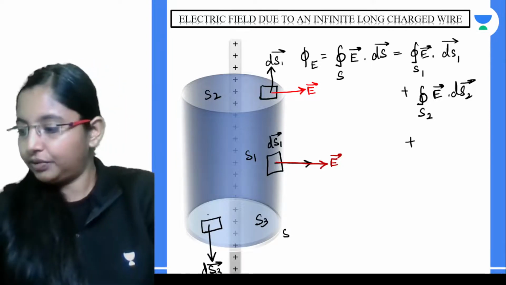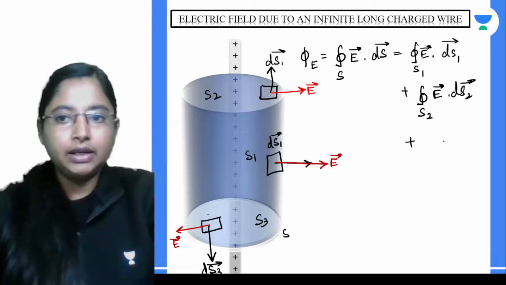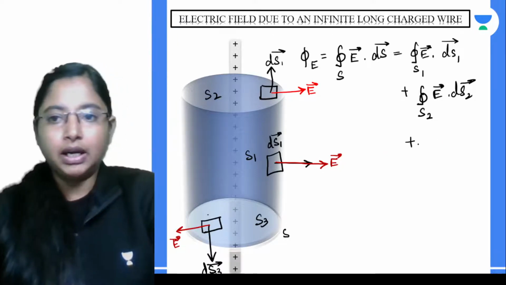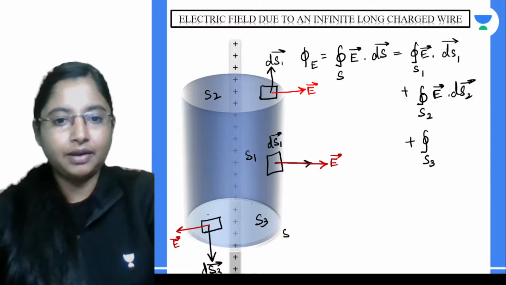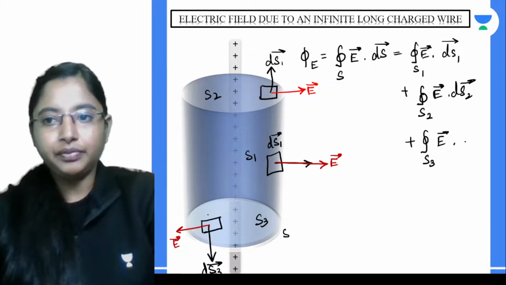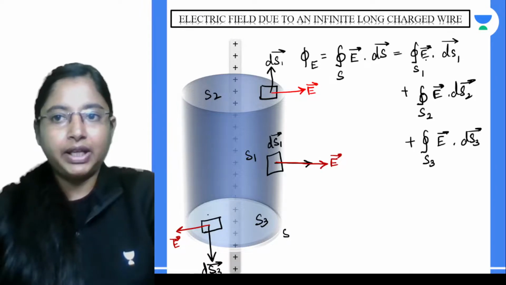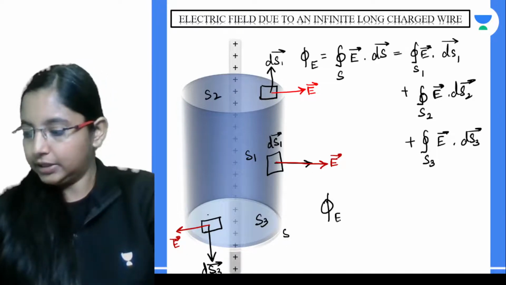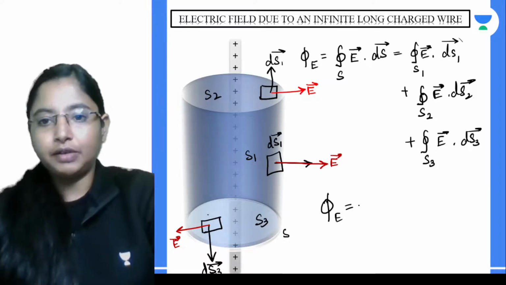Again, think about the direction of the electric field lines in this case. The positive charge is here, so the electric field lines will be directed along this direction. So for the third surface, we end up having the integral over the closed surface S3 of E dot ds3. Now for the three surfaces that we have taken, let's see what is the flux through the first surface.